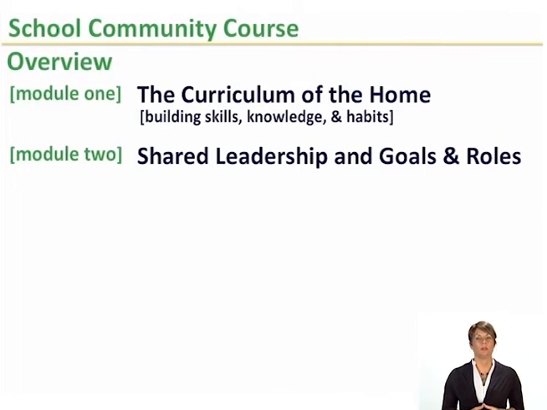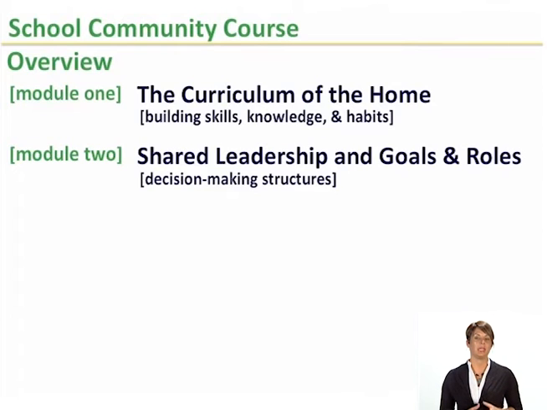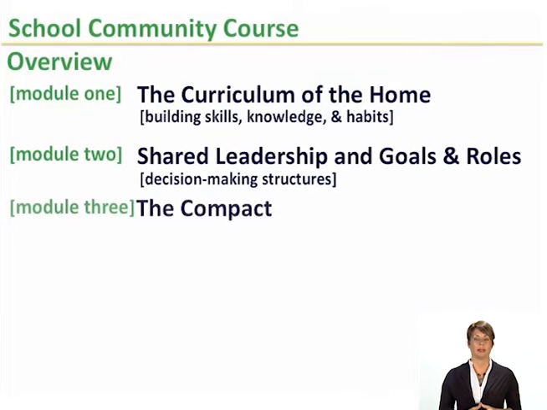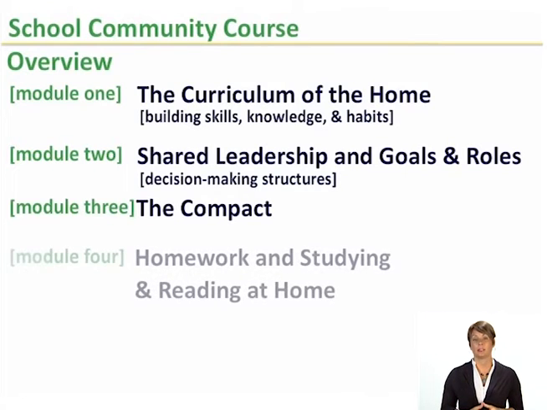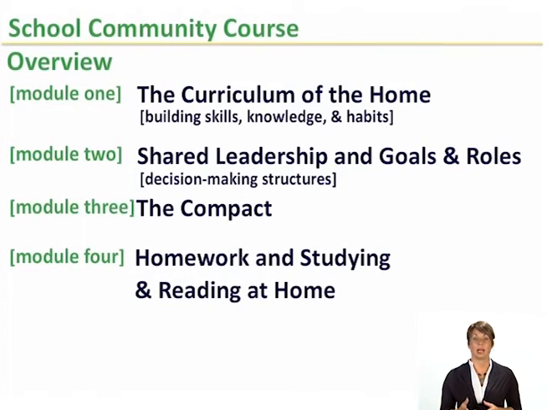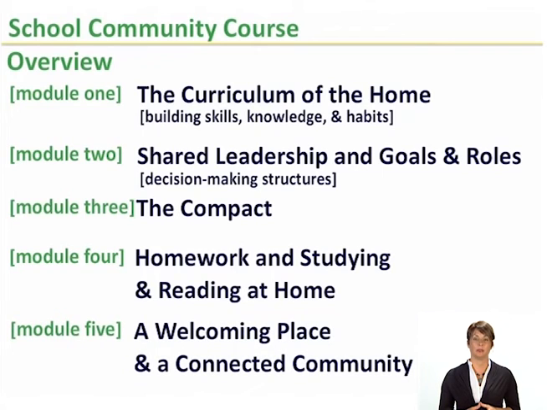In this module, we introduce the decision-making structures that give traction to meaningful work and the key documents that define the school community's goals and people's roles. The key documents include the Compact, which articulates expectations of students, parents, and teachers, and how they will interact with one another. Homework guidelines, which describe expectations for assigning, grading, returning homework, and monitoring its completion at home. And establishing a welcoming environment, including classroom visitation procedures.